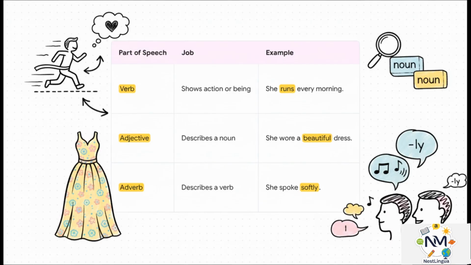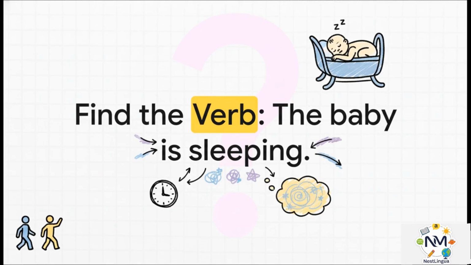And here's a great little tip. A lot of adverbs end in "ly." Let's try another one. What's the action word in "the baby is sleeping"? Here, the verb is the whole phrase, is sleeping. It shows us what the baby is actually doing.